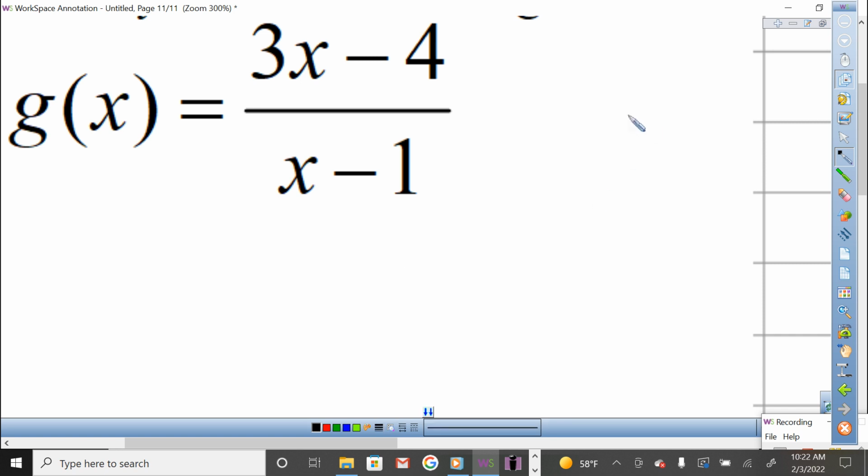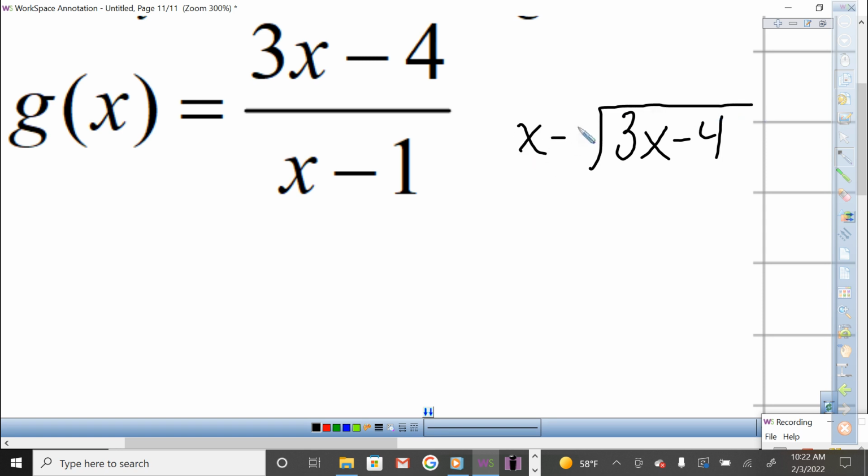Let's write this out as long division. 3x minus 4 divided by x minus 1. Copy that. And let's do this together. I'm going to start with red. What number times x gives me 3x? 3. So let's see. 3 times x is 3x. 3 times negative 1 is negative 3.